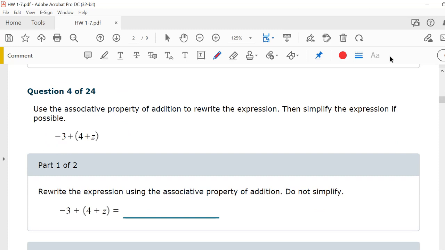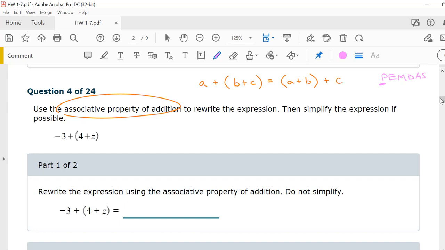Number 4. Use the associative property of addition to rewrite the expression. Here's a new term, a new concept. Associative property of addition says that A plus parentheses B plus C is the same as adding up A plus B first and then adding C. So it's an order thing. Remember order of operations, and here's another one that I'm throwing out at you. PEMDAS: parentheses, exponents, multiplication, division, addition, subtraction. Please excuse my dear Aunt Sally is the phrase that helps you remember the order.